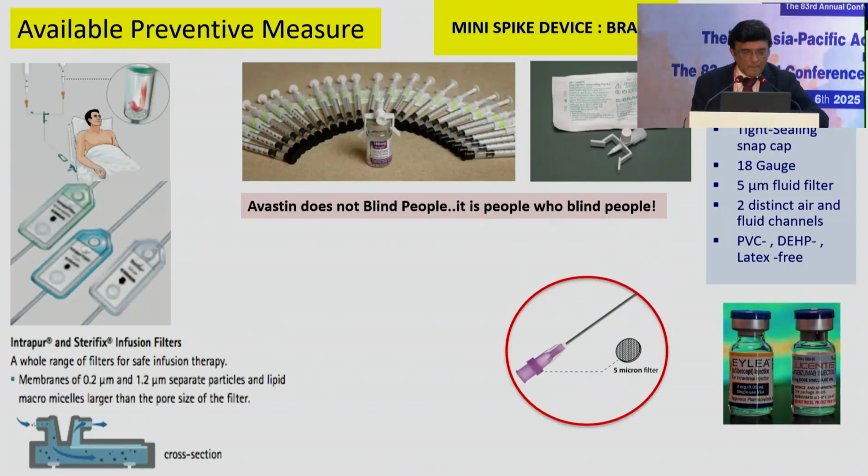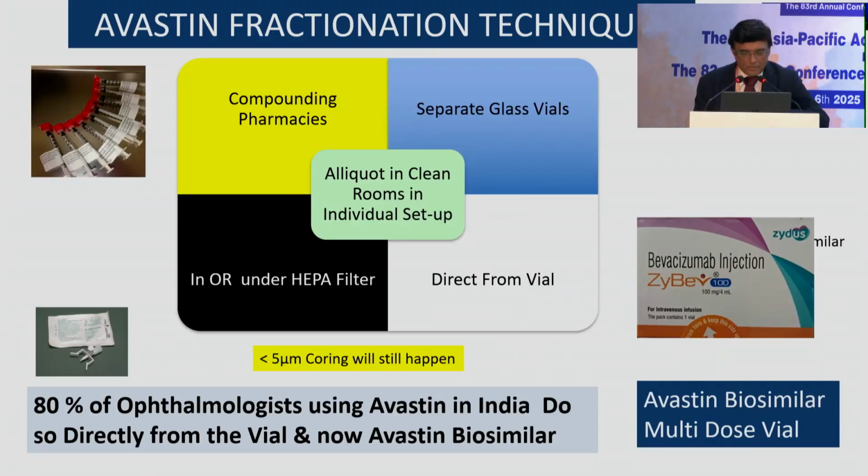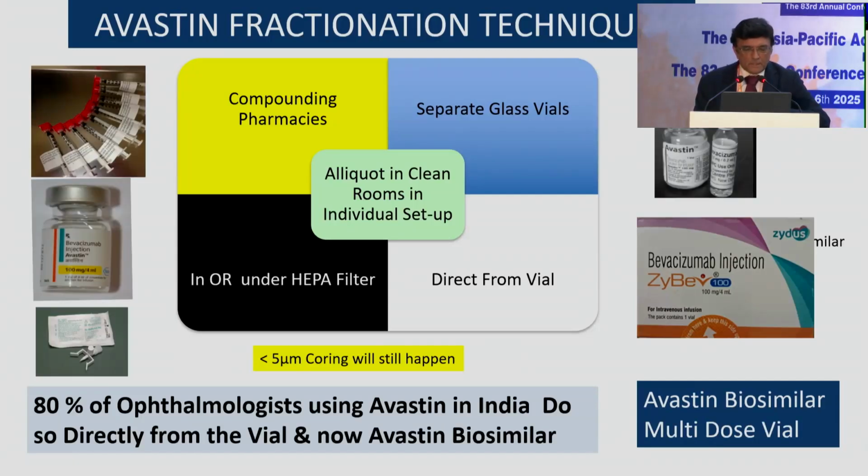We have heard of this famous statement, Avastin does not blind people, it is people who blind people. And there, Braun made a mini spike device through which these syringes were used, and now we use this red colored needle with a 5 micron filter. But can you have a microparticle going into the solution which you are not aware of? 80% of the ophthalmologists in India still use Avastin despite the availability of biosimilars. So it is important to understand what can go wrong in your Avastin puncturing methods.